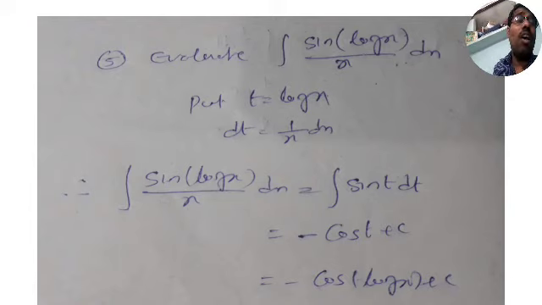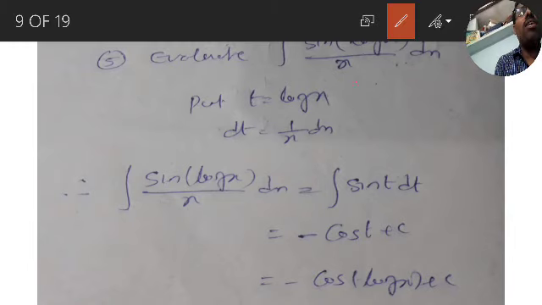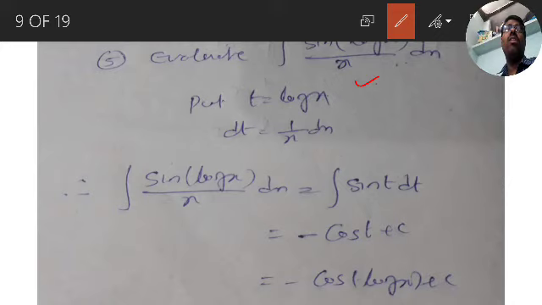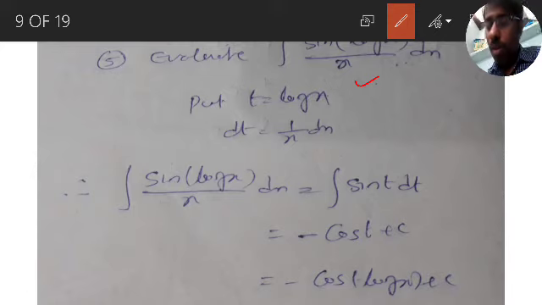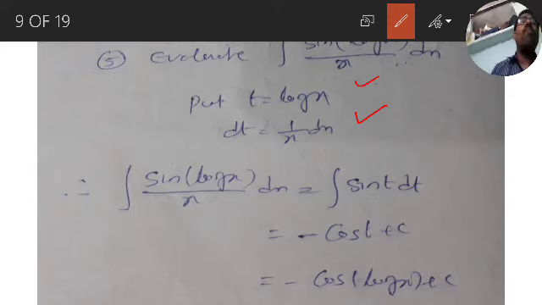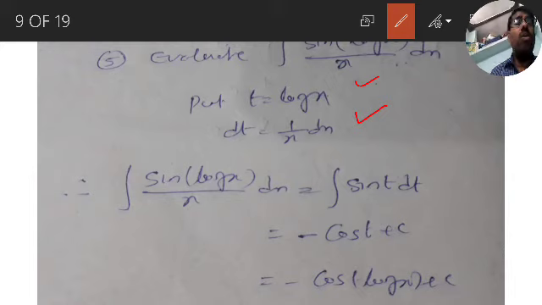What is the substitution? You have to identify the substitution. It is very simple. What is that? t is equal to log x is my substitution. Good. Now, what is the derivative of log x? The derivative of log x is 1 by x. Therefore, dt is equal to 1 by x into dx. Now, substitute t is equal to log x and dt is equal to 1 by x into dx in the given integral.